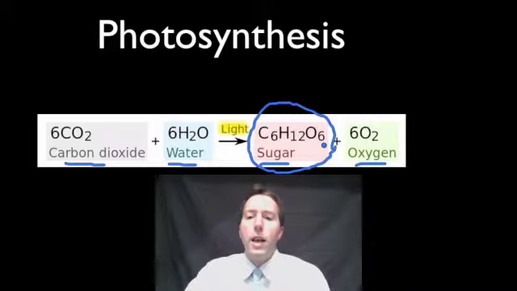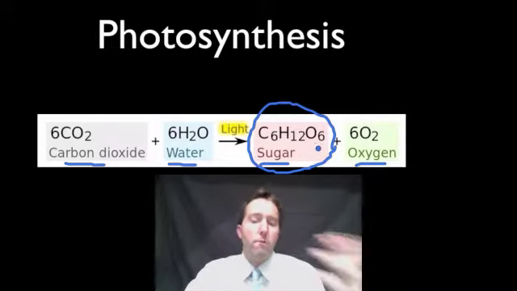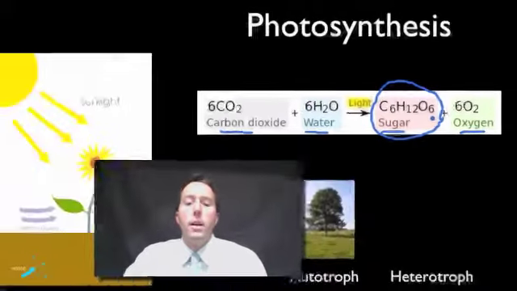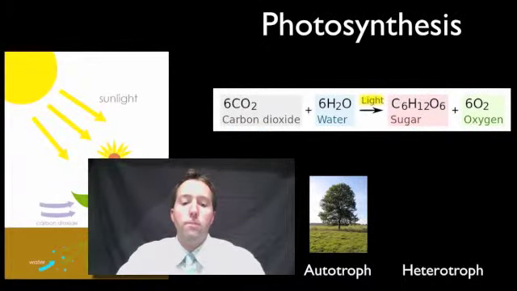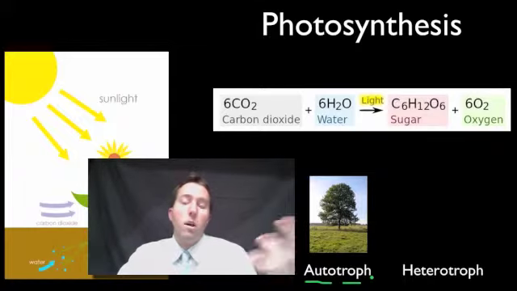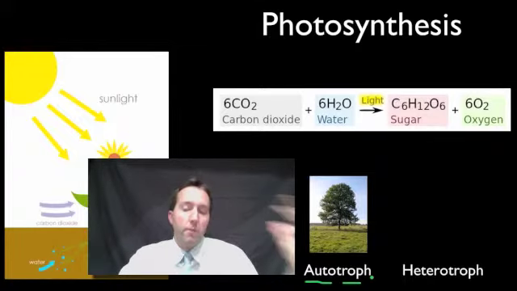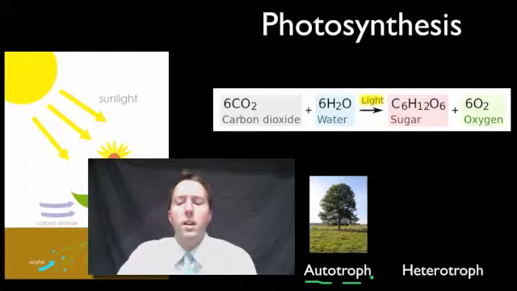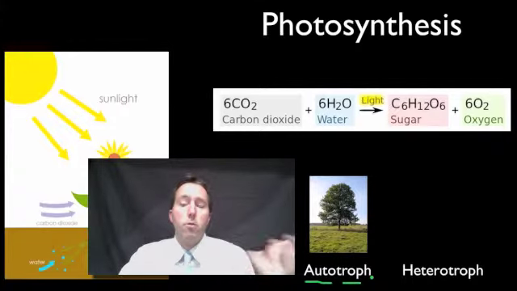Because a plant makes its own food via photosynthesis, it's called an autotroph. Auto kind of means make your own, make your own food. Autotrophs are also called producers, so plants produce their own food. Now, there are lots of organisms that are autotrophs, basically every single plant on our planet. They're all photosynthetic.